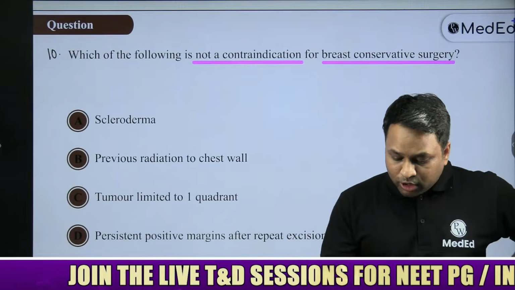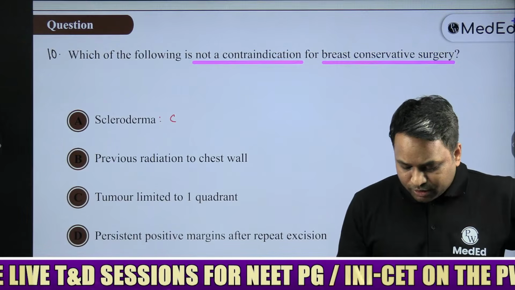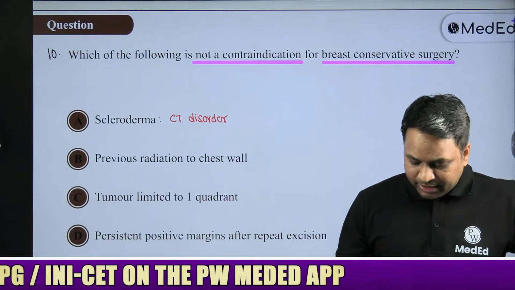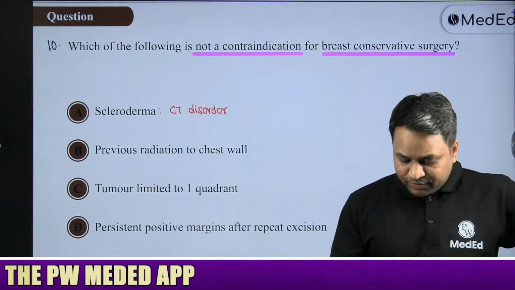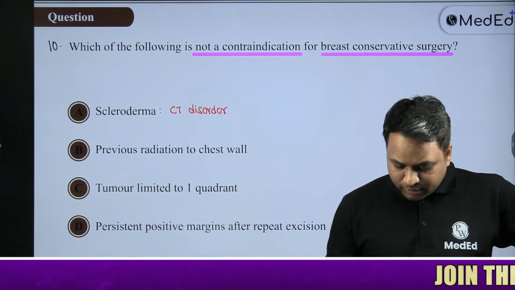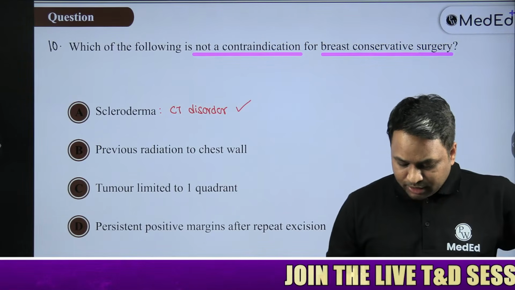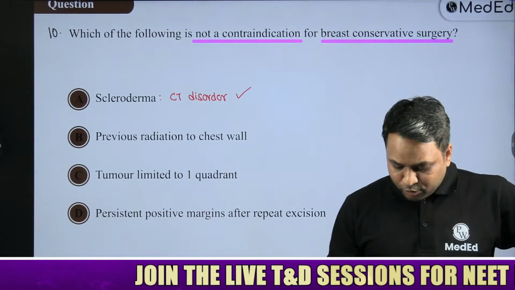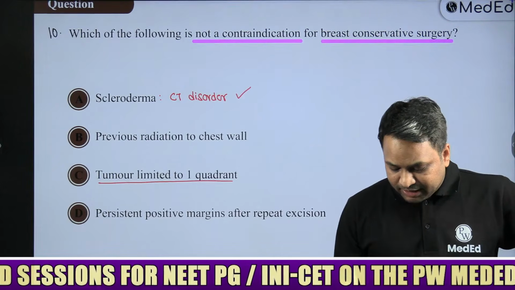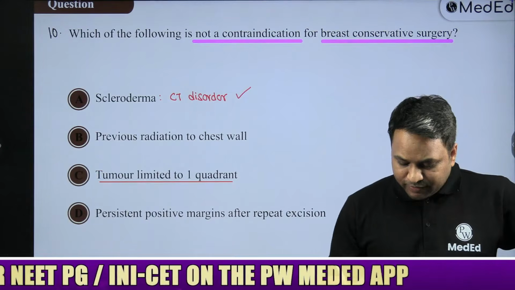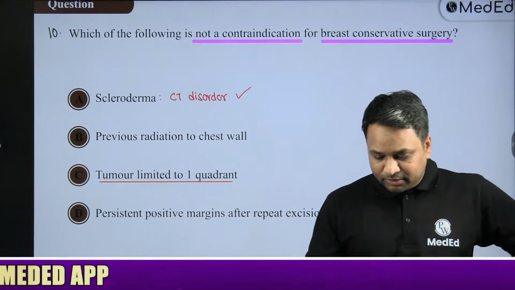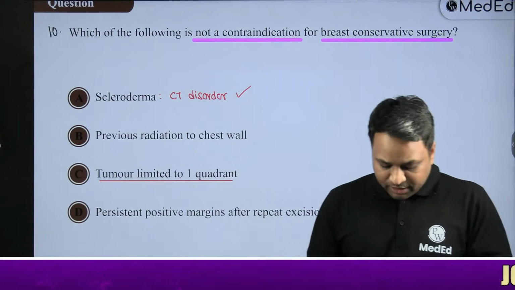Now, which is not a contraindication? Scleroderma is a connective tissue disorder. So in a connective tissue disorder, I told you it is contraindicated, right? Which of the following is not a contraindication? Scleroderma is a contraindication. Previous radiation to chest wall, tumor limited to one quadrant. See, if the tumor is limited to one quadrant, I can give the breast conservative surgery. History of radiation to the previous chest wall: obviously, if the chest wall is already irradiated, giving radiotherapy again becomes difficult.